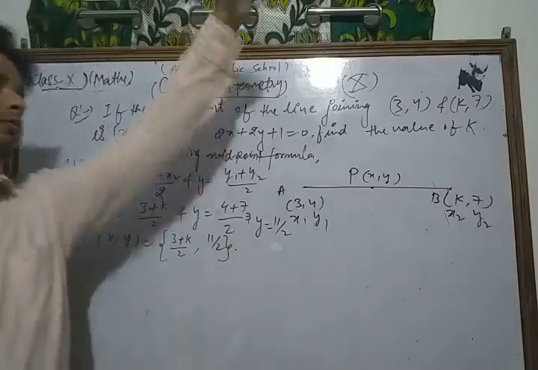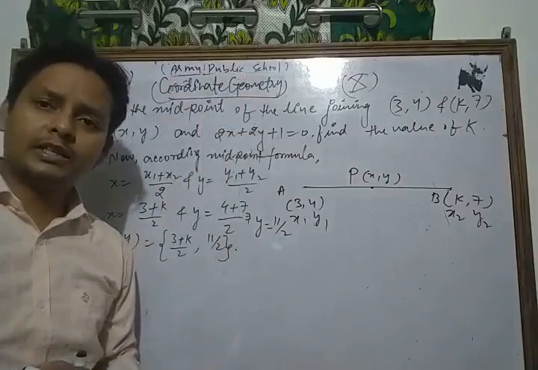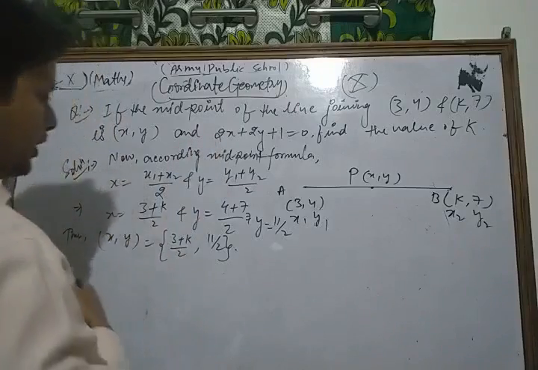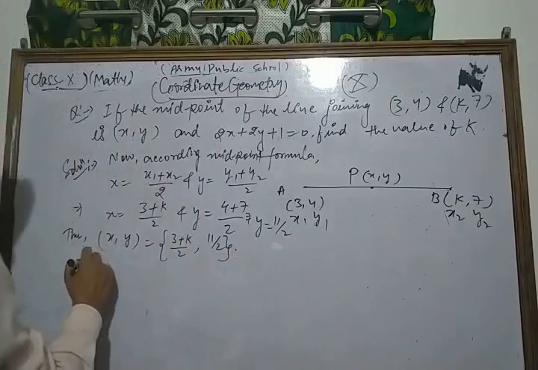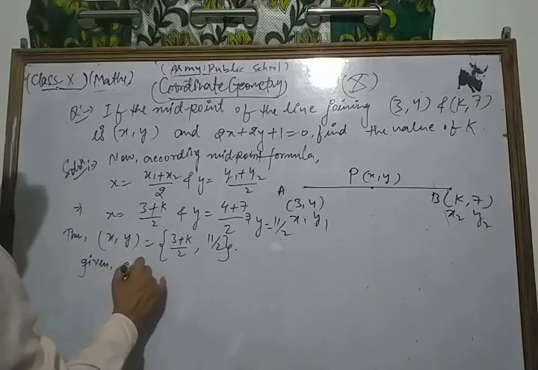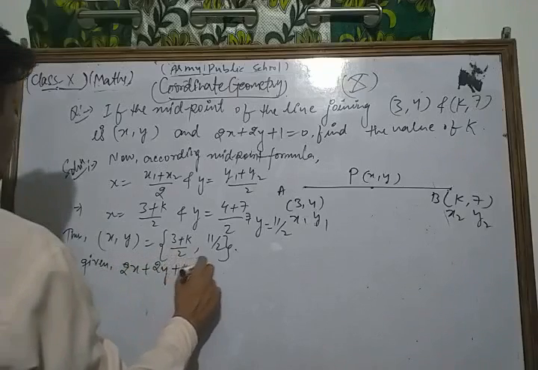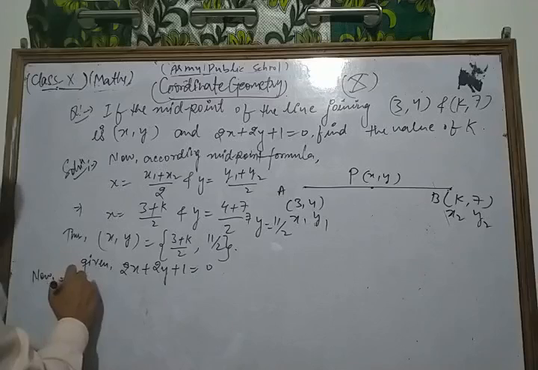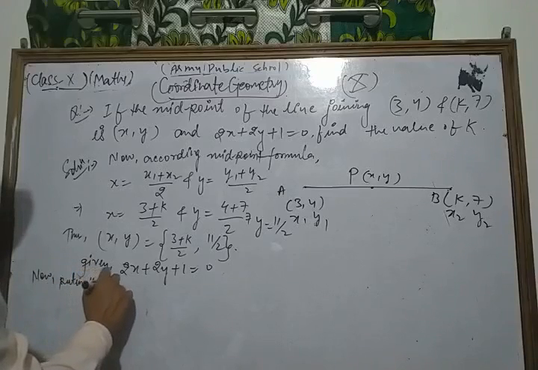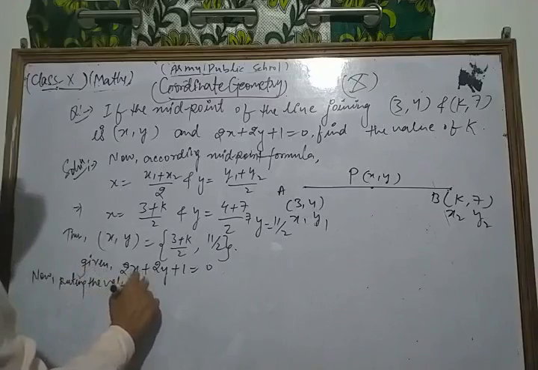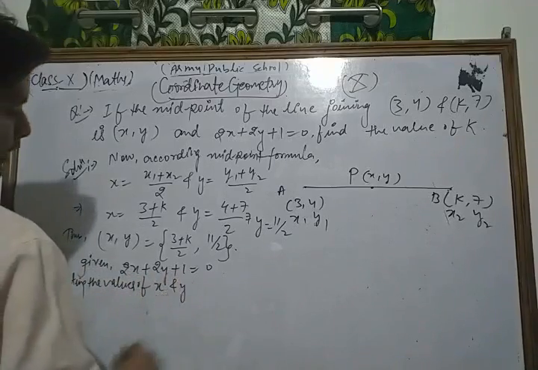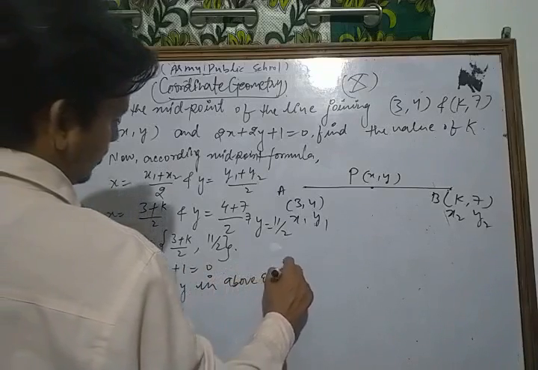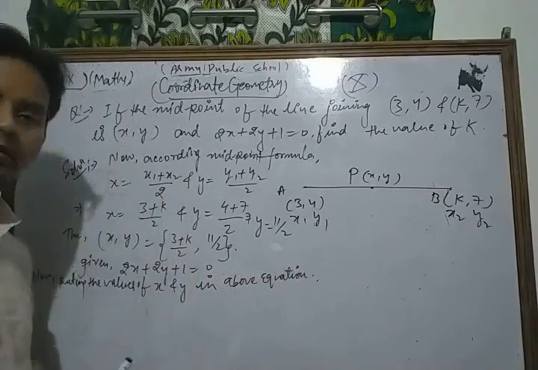Now, a very important relation is also given in the question. Now we put the values of x and y in that equation. The given equation of the line is 2x plus 2y plus 1 is equal to 0. Now putting the values of x and y in the above equation.